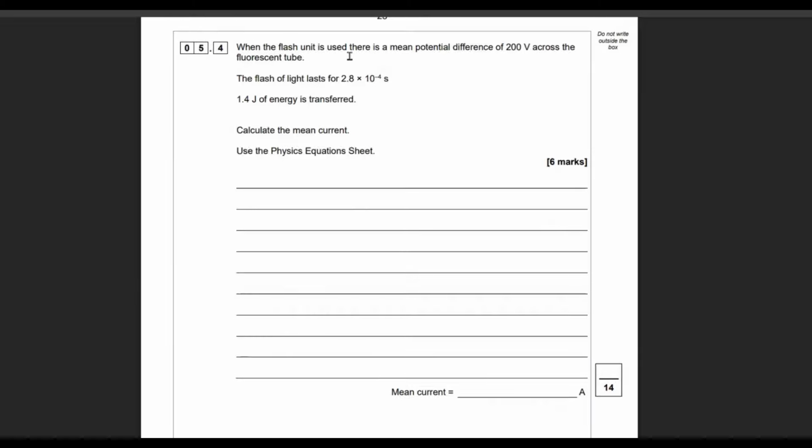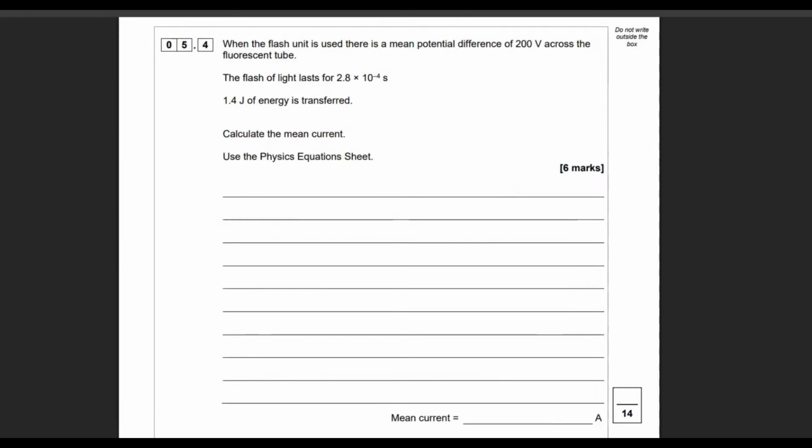5.4, when the flash unit is used, there is a mean potential difference of 200 volts across the fluorescent tube. That's what's exciting the electrons. Okay, the flash of light lasts for 2.8 times 10 to the minus 4 seconds. So what I would do when you're reading one of these maths questions, we've got volts, so we know what that is. There's already a V there. I don't really need to write a V. What's this? 2.8 times 10 to the minus 4 S. That's going to be time.